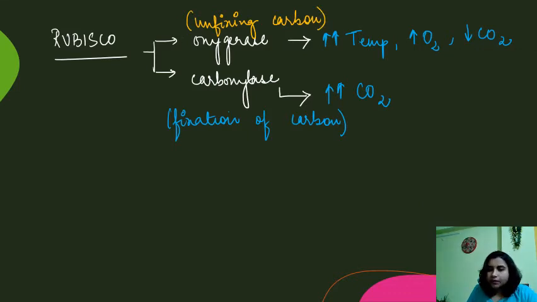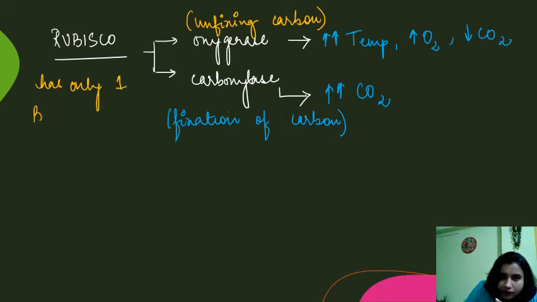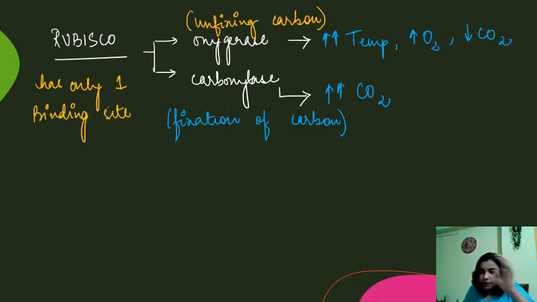It is unfixing carbon. That means it is destroying the carbon, right? So this is basically the process, and this Rubisco has only one binding site. Whether oxygen or carbon dioxide will bind, that depends on the environment, right? So this has actually one binding site, and it will act as carboxylase or oxygenase depending on which substrate it will bind. If it binds to carbon dioxide, it will function as carboxylase, and if it binds to oxygen, then it will function as oxygenase, right?